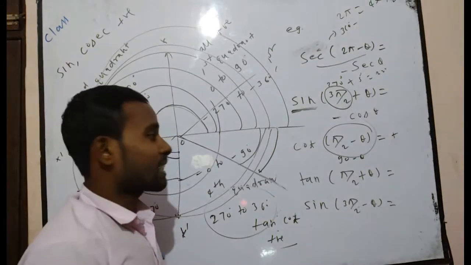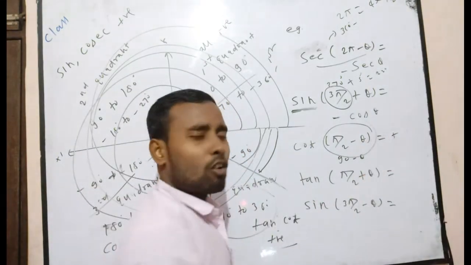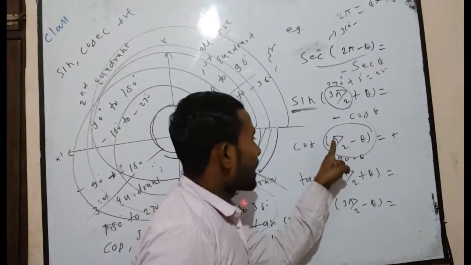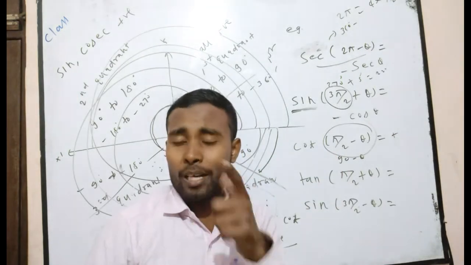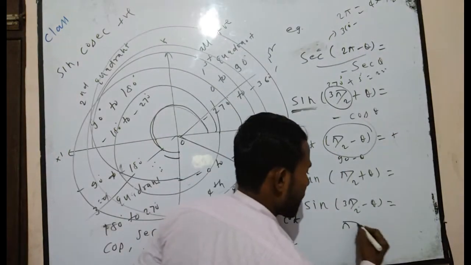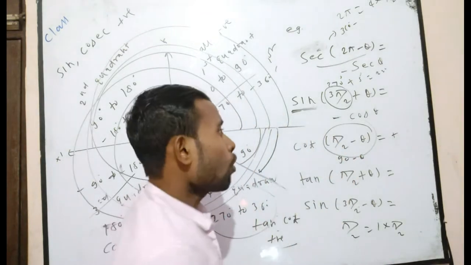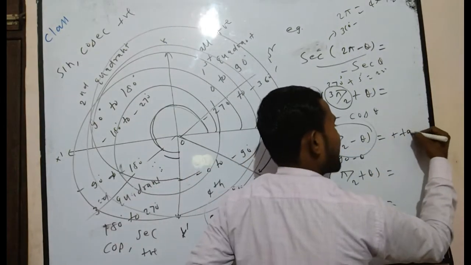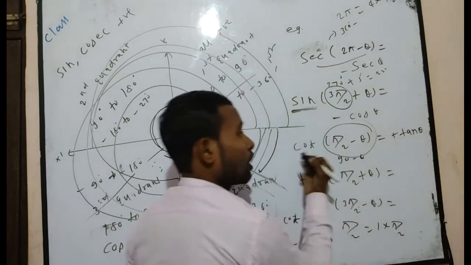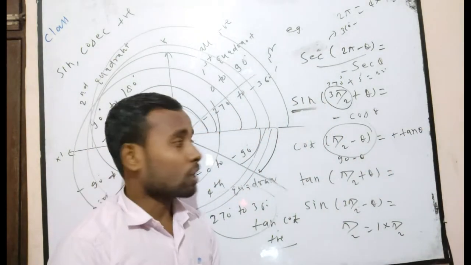After it, you have to decide whether it will be tan or cot. As you know, pi by 2 is an odd multiple of pi by 2, because it can be written as 1 times pi by 2. Here 1 is odd. So you have to write tan theta, because the complementary function of cot is tan.